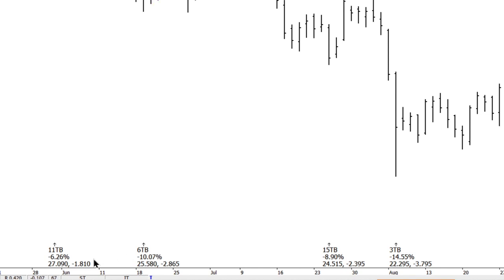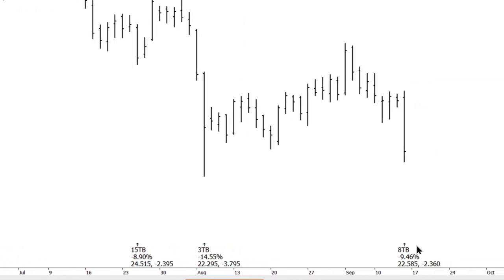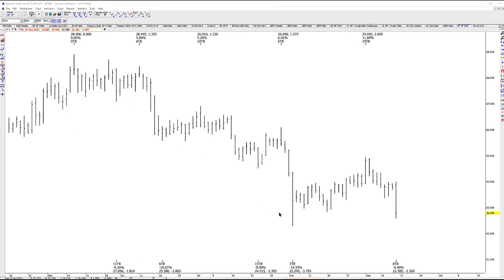We can see that they range from about 6.26%. It's easier, by the way, just to identify them by percentage change here. Around 10%, about 9%. And then the big one, which was the most recent one, about 14.5%. Well, as of the last bar in the chart, it's already declined from the last swing high about 9.5%. So it's getting fairly close to what the maximum has been on the way down.